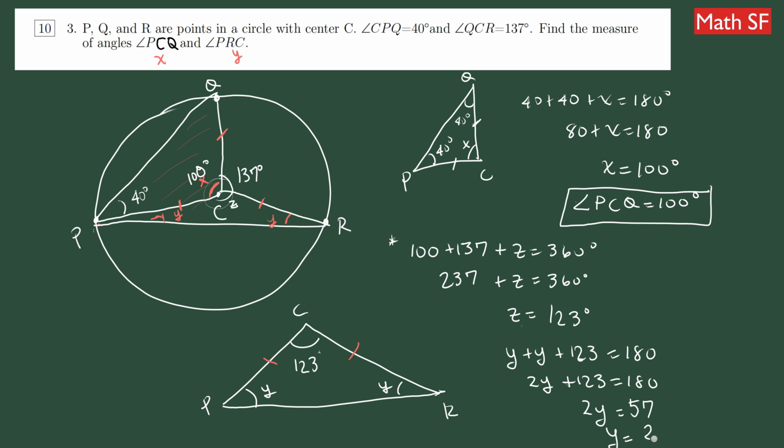So this should be 28.5 degrees. That should be your answer. Or you can also say that we have 28 and 1/2, so it will be 30 minutes. Therefore, because y is the measurement of the angle PRC, this should be equal to 28 degrees 30 minutes. So this should be your answer for problem number 3.